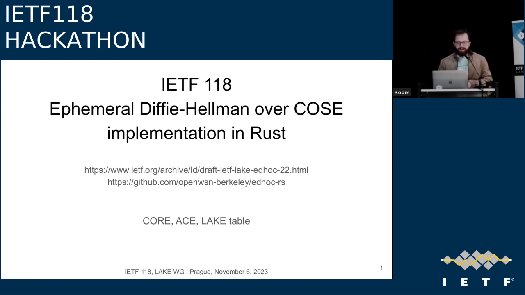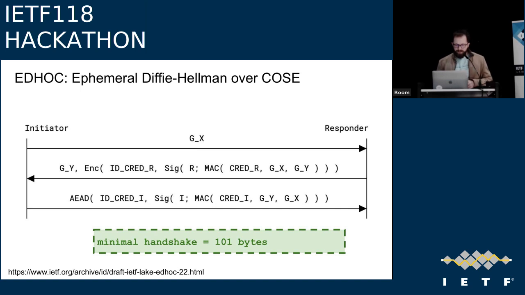So I'll talk about ephemeral Diffie-Hellman over COSI. You already see what COSI is. And I will talk about something on top of COSI and specifically the implementation in Rust that we are working on. As a recap, ephemeral Diffie-Hellman over COSI is a way to derive secret keys encoded in COSI.